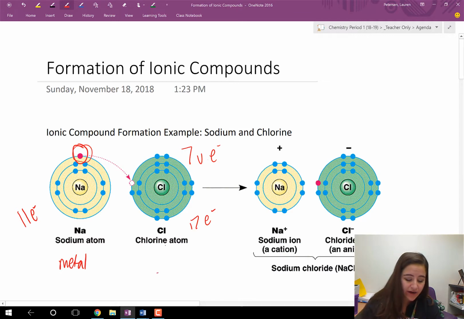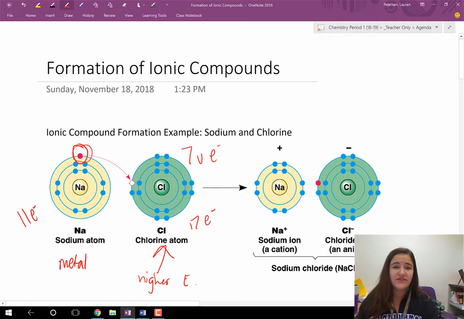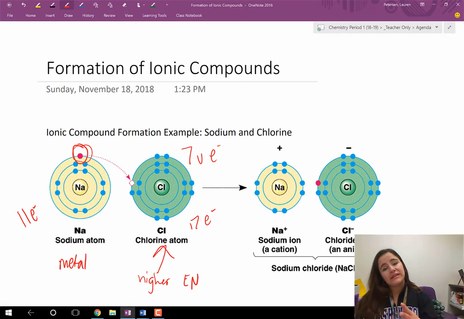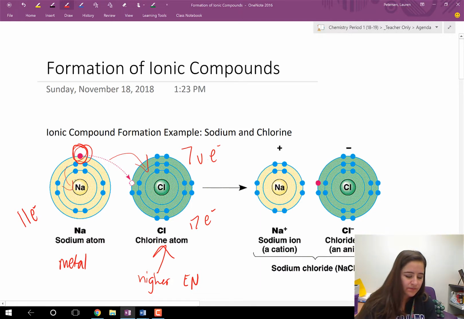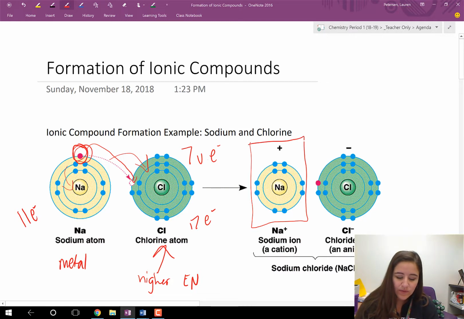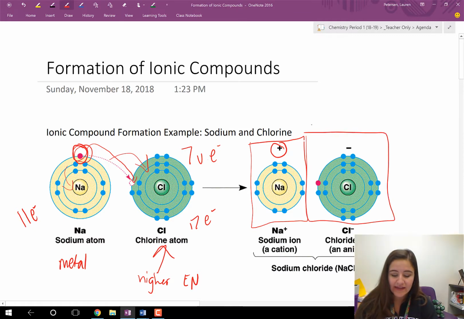Chlorine also has a much higher electronegativity than sodium. Okay, the electronegativity can be thought of as the attractiveness of an atom. So chlorine's electronegativity, or attractiveness, is so much higher than sodium's that it just takes that electron. That electron is more attracted to chlorine's nucleus than it is to its own nucleus. So it gives that electron to chlorine, which leaves sodium with more protons than electrons, with a positive 1 charge, and chlorine with more electrons than protons. It has a negative charge because it gained an electron.